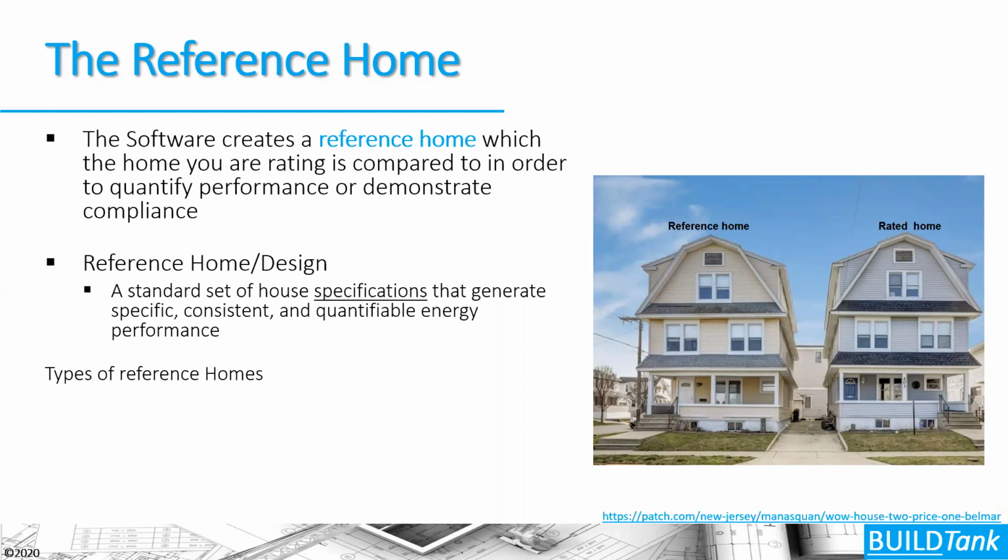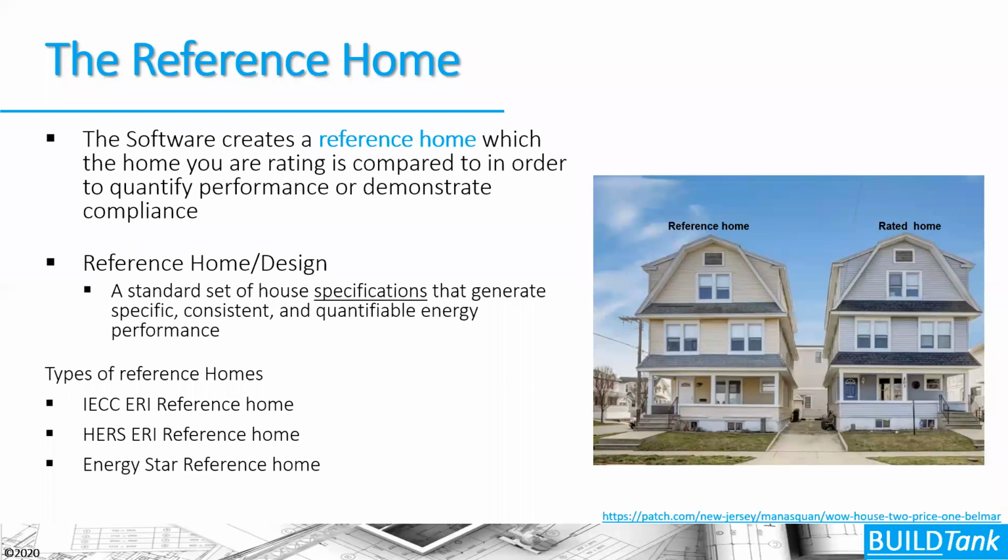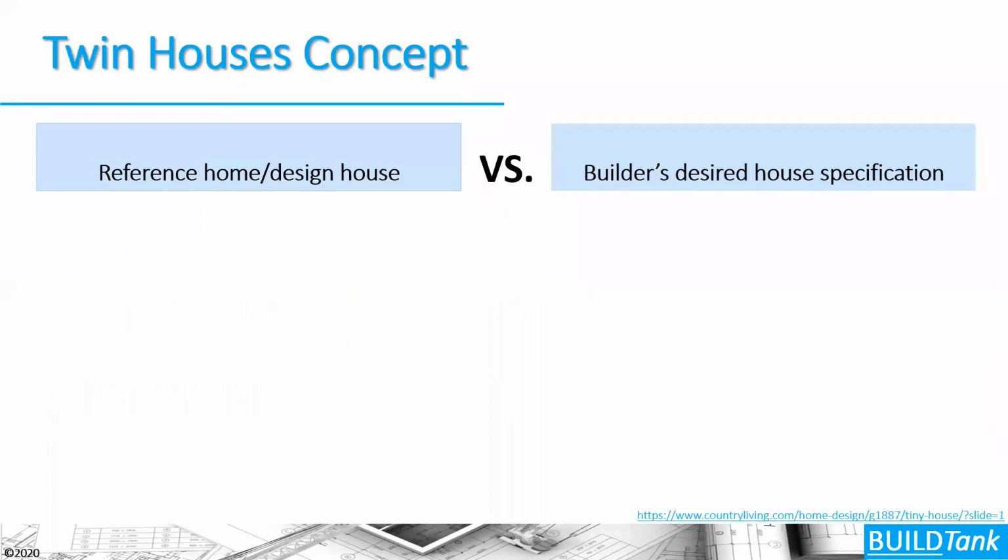So like in the picture, I have a rated home and a reference home that are geometric twins of each other. Now, there are different types of reference homes out there. There's the IECC reference home. There's a HERS, or a home energy rating system, energy rating index reference home. Energy Star has their own reference home, and a lot of utilities use their own reference home as well for utility rebate programs.